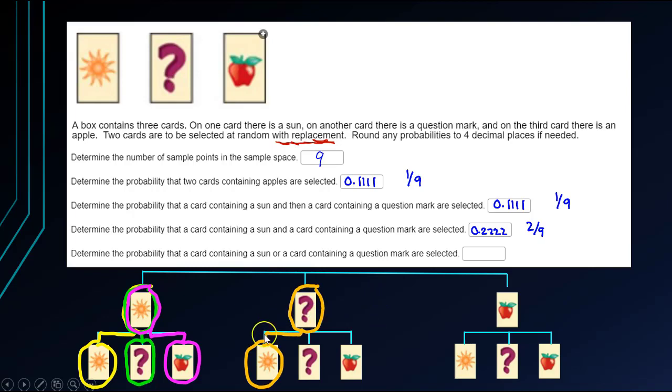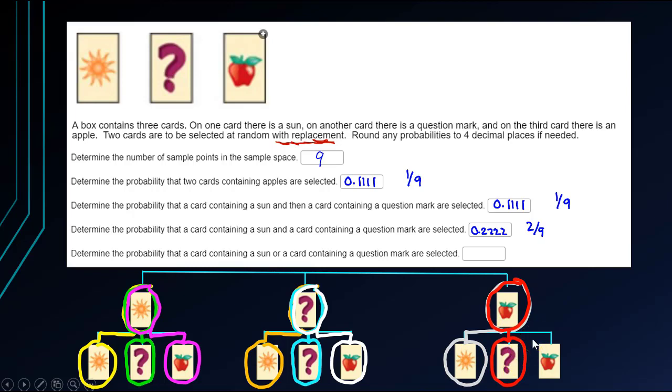If the question mark, this has both, so that's good. 2 question marks works fine. A question mark and an apple works fine because at least it has the question mark. For the apple one, this one works fine because it has at least the sun. This one works fine because it has the question mark. The only one that doesn't fit having a question mark or the sun is the pathway that goes from apple to apple. So basically, 8 out of the 9 fit this situation, which is 0.88. It's actually 0.8 repeating, but it's 0.8889.